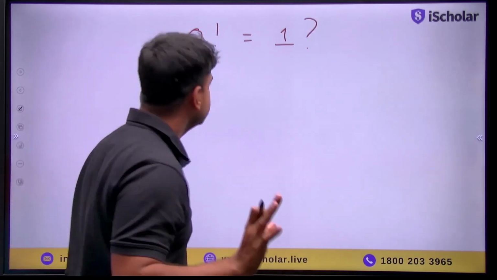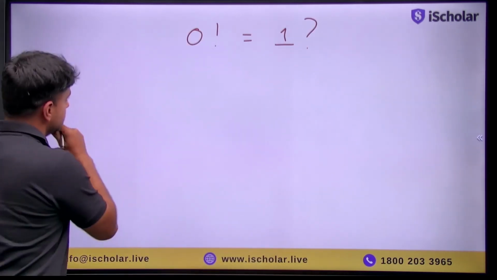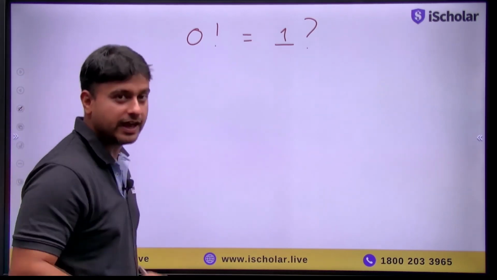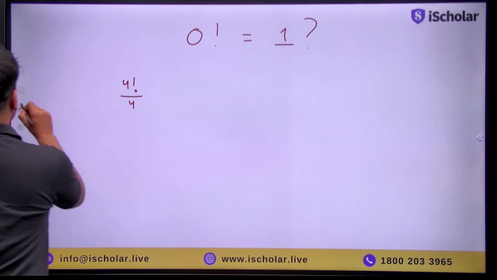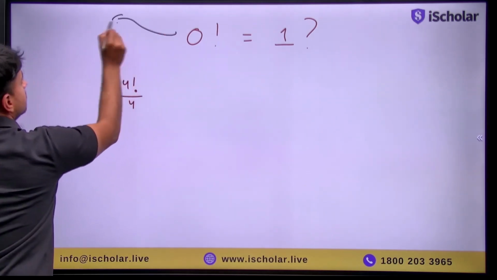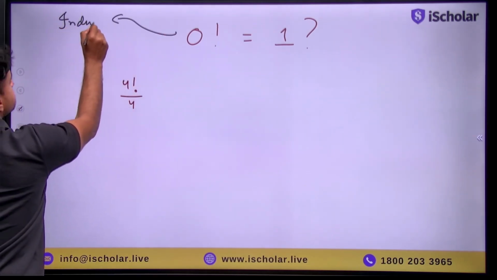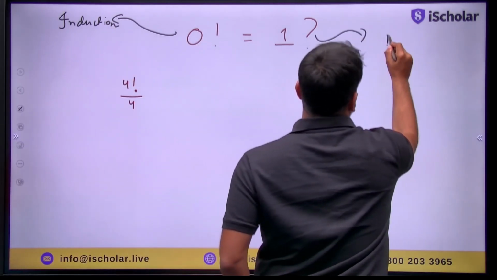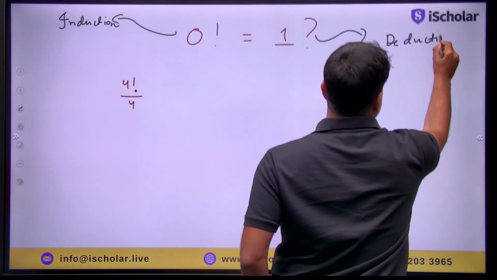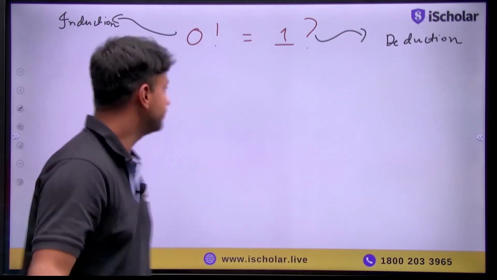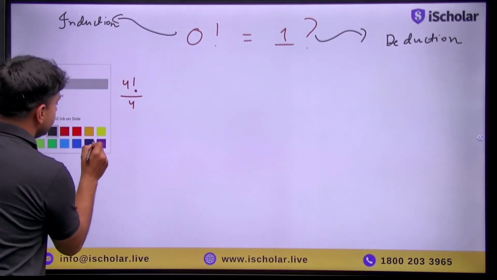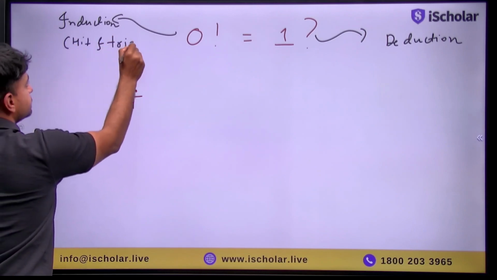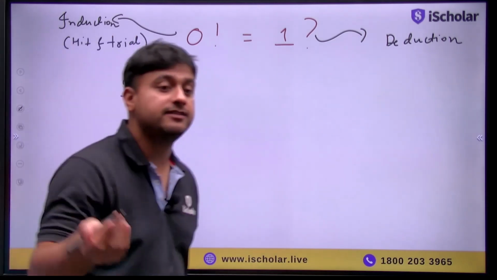Okay, chalo, let's understand a very simple thing. Let's take 4 factorial and let me divide it by 4. Okay, I will solve this concept by 2 methods. One is induction, and then secondly I will do this by deduction. Okay. Induction means basically trial and error, right? Hit and trial, you can say hit and trial, and it is basically seeing a few trends, right?